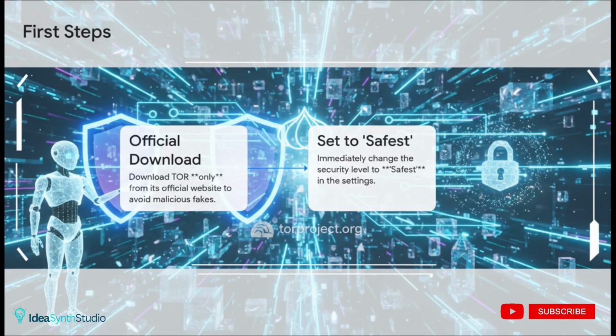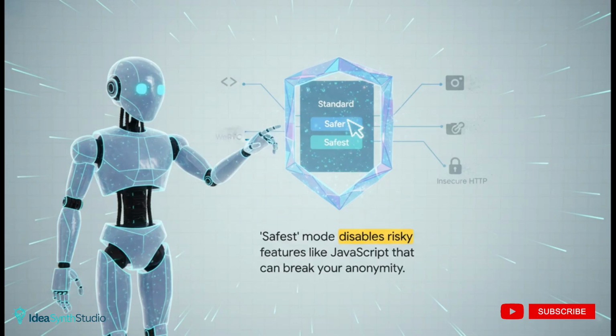Right off the bat, there are two things that are absolutely non-negotiable. First, and I really can't say this enough, only, and I mean only, download the Tor browser from its official website, torproject.org. There are fake versions out there, and trust me, they are not your friends. Second, as soon as you install it, go straight into the settings and crank that security level all the way up to safest. But why, you might ask?